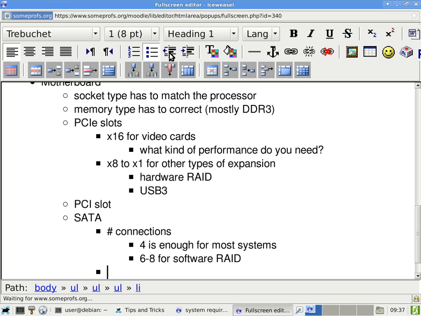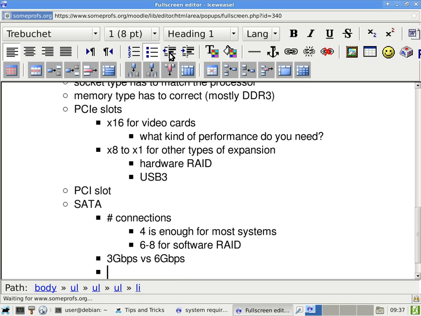The other part of SATA you can also think about is 3 gigabits per second versus 6 gigabits per second. Very few motherboards out there even today have 6 gigabit per second support of SATA. But there are good reasons why 6 gigabit per second is not as popular as, let's say, USB 3.0. Many new motherboards have USB 3.0 already.